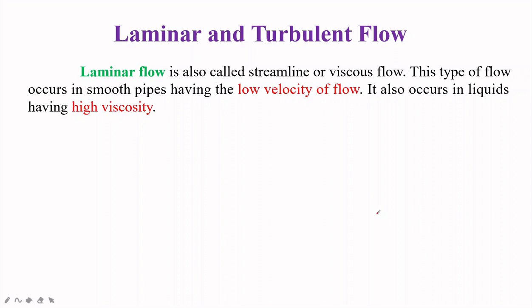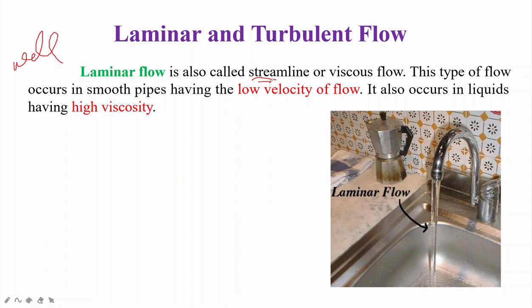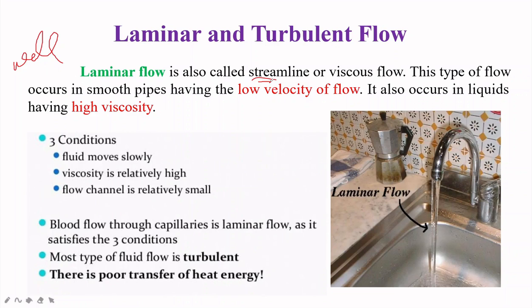This is also one statement: it is that type of flow in which the fluid particles move along a well-defined path. What does well-defined path mean? It is a streamline. I am just defining the streamline. It is also called streamline or viscous flow. This type of flow occurs in pipes having low velocity of flow, you can see it in the image. It also occurs in liquids having high viscosity.